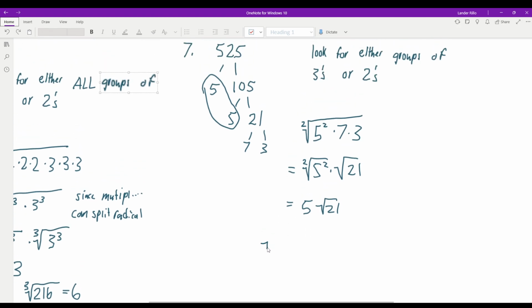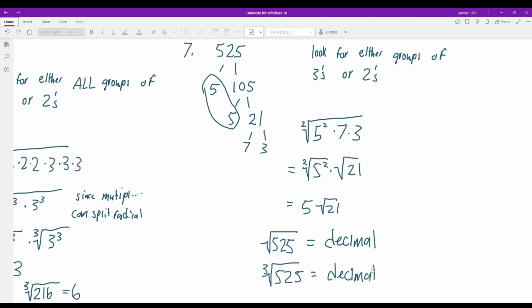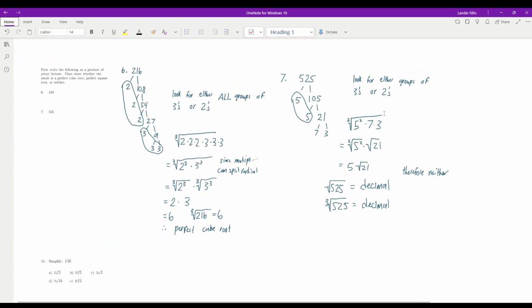And you can check on your calculator. If you take the square root of 525, you should get a decimal. And also you can even check the cube root of 525, also a decimal. So it's neither. So therefore, neither. Okay, now let's move on.